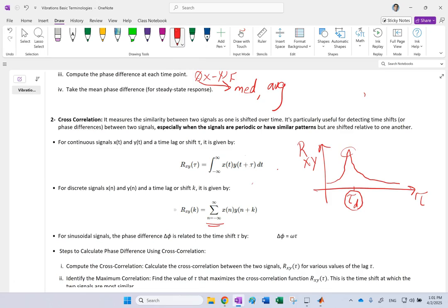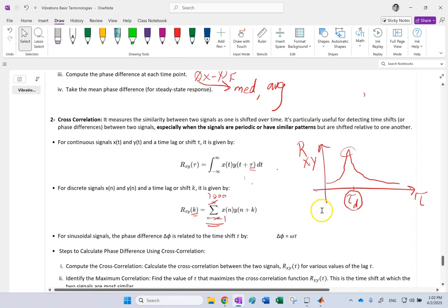In my case, the X and Y signals that I have generated have a length of 1 to 1000. So this is going to have limits, and it's not going to be infinite. And in this case, K here acts the same as tau. That is basically your time shift or time lag.